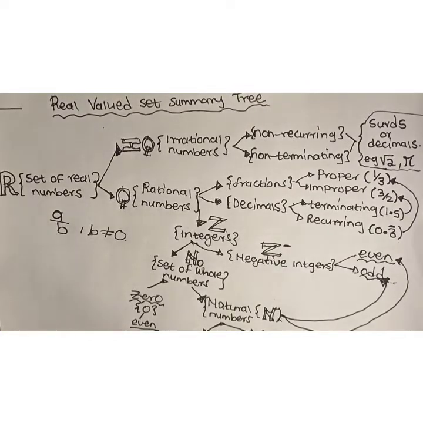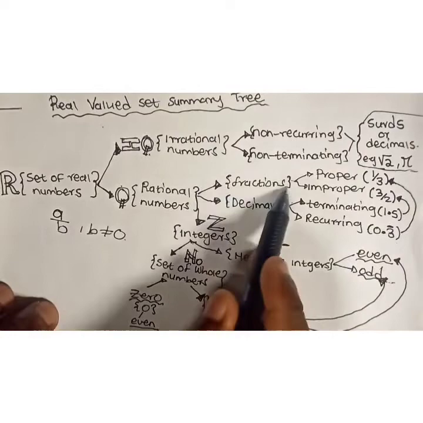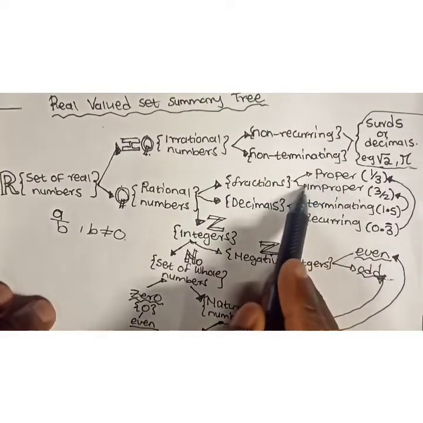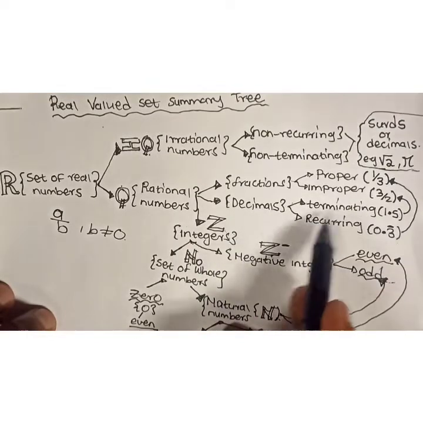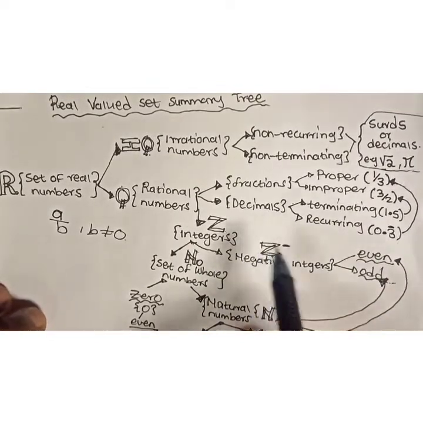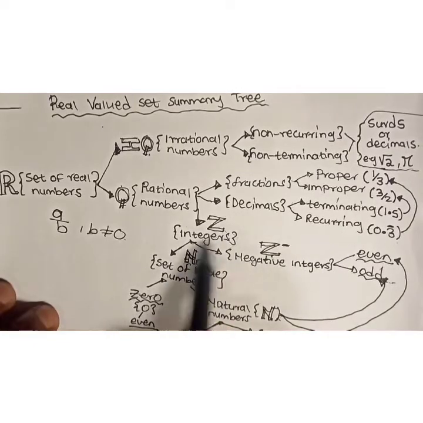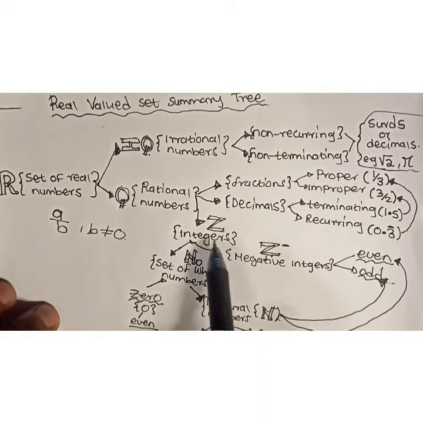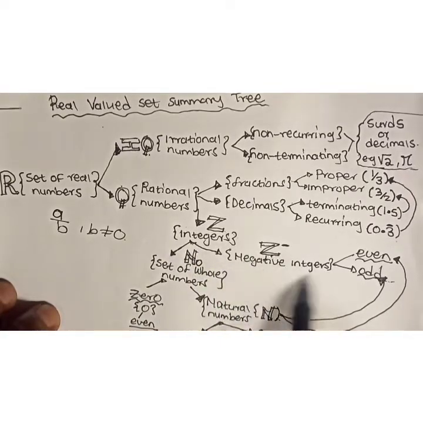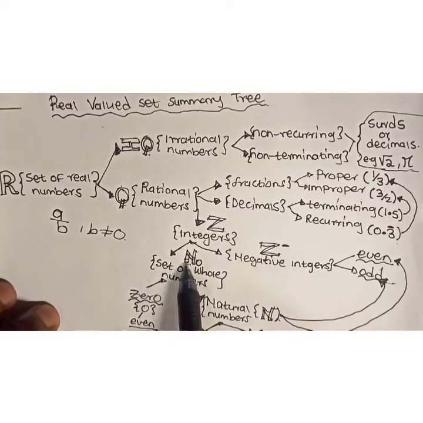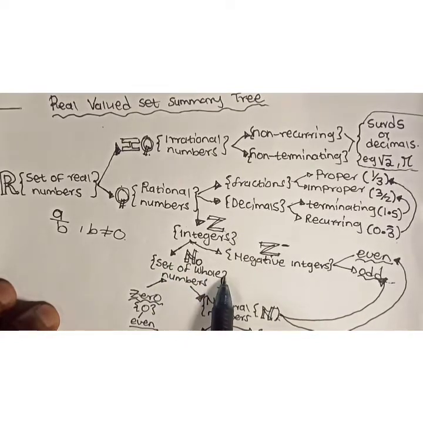So rational numbers can be classified as fractions. We have proper and improper fractions, or decimals. We have terminating and recurring decimals. We also have integers. So integers are divided into even or odd numbers, which can either be classified as negative integers or a set of whole numbers.